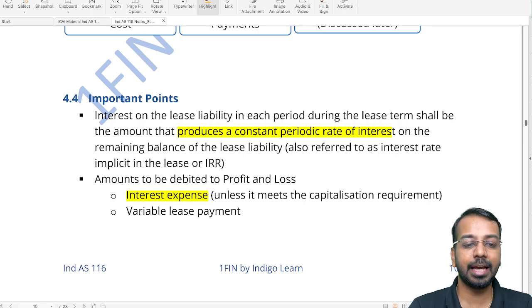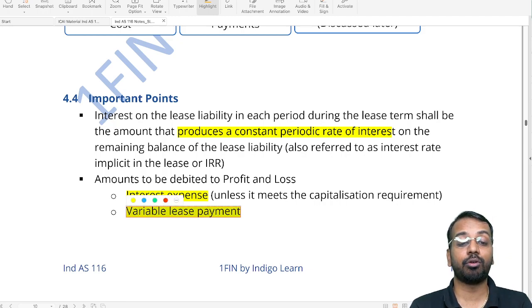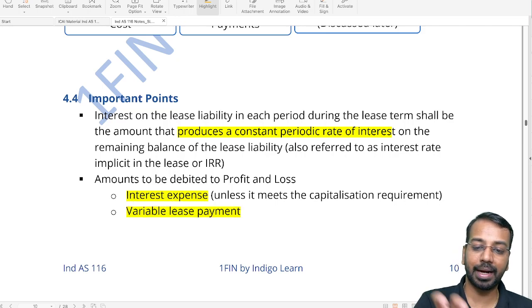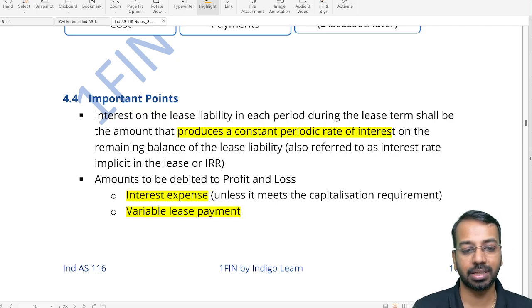Then variable lease payment. Variable lease payment is any payment that is not included in the lease payment, which is variable, and that also will be taken to P&L, right? Sometimes, you may get a question where both of these are mixed and asked in the examination.